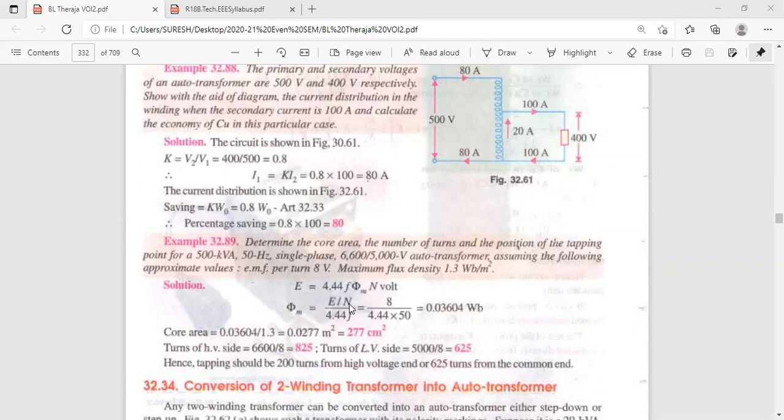See, E1 by N1 is 8. Bring this N1 to the left hand side. E1 by N1 is 8. Substitute the values. We will get the area. Area, we have to get this much. Verify the answer.